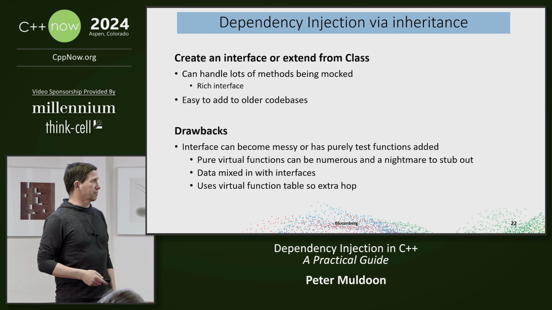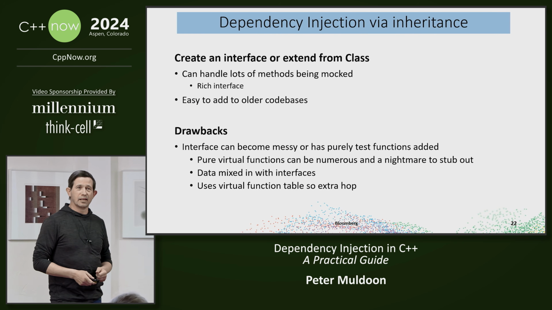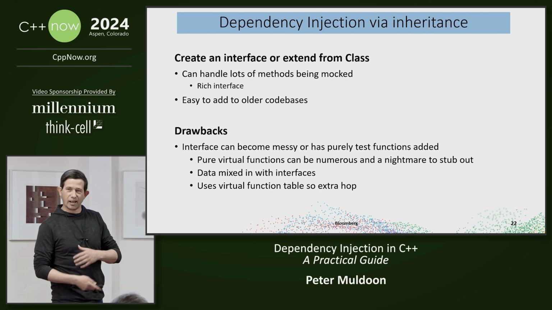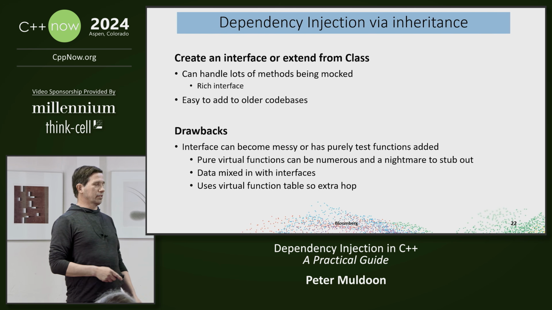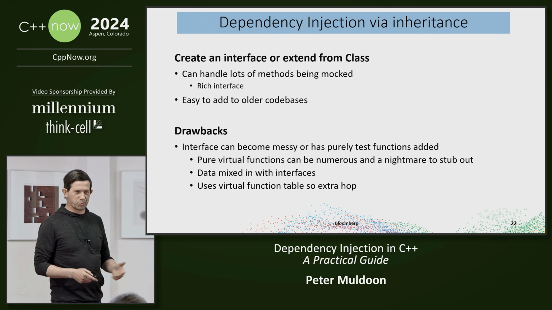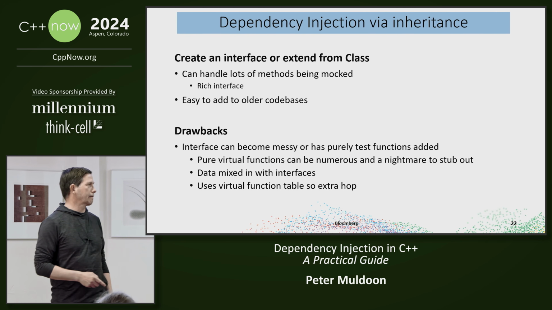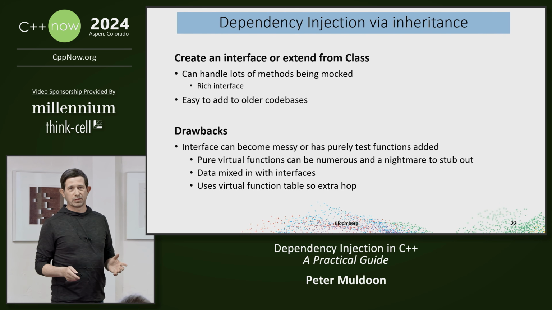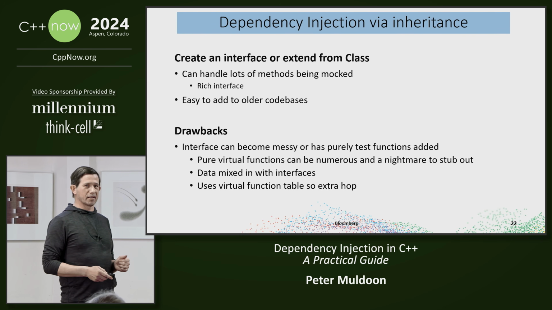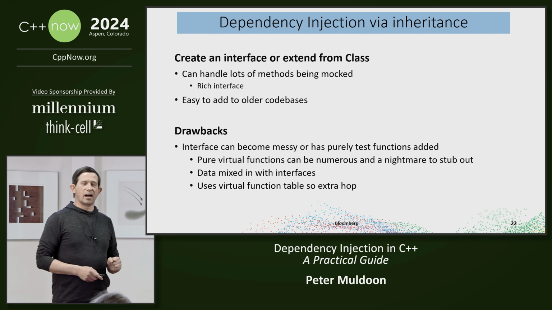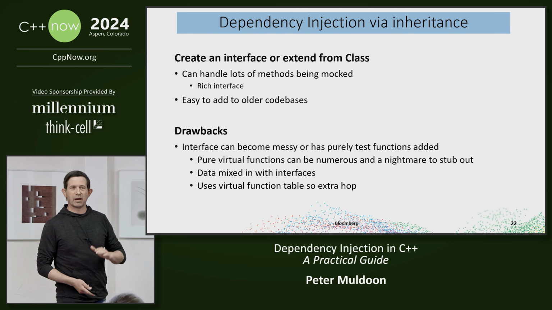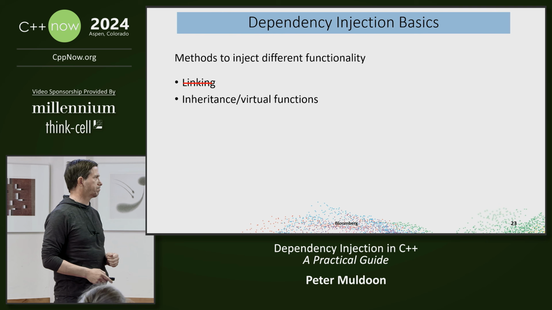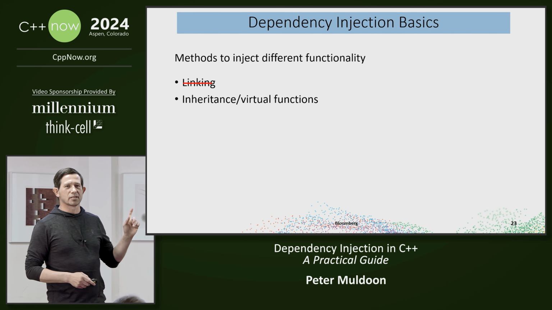All right, so what are the drawbacks of this? Well, the interface can become messy. People start adding purely test functions into it, because why not? It's kind of a collector of stuff. You can start getting data mixed in with interfaces, so it's not just pure interfaces anymore. And it uses the virtual function table, so there's maybe an extra hop. Theoretically there's one, but I added virtual functions to an interface, and I looked in production at timings, and they got better, and I wasn't sure why, but I think sometimes they get elided. So, any questions on virtual?